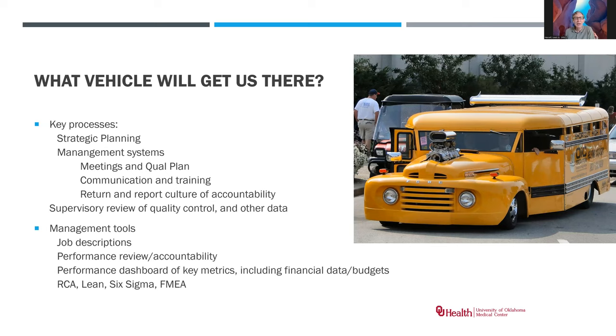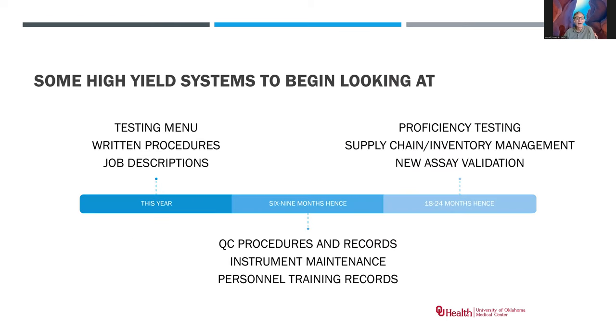So let's talk about some areas that may be very high yield as you begin to look at things. I mentioned that you don't have to do everything all at once. And this is just my suggestion of where you might start to begin to tighten the operation, to make sure that people are on board and that they're helping you move forward. So look at your testing menu, look at your procedures, look at your job descriptions and how well your employees know their jobs, know what competencies are essential for those jobs and how they're evaluated according to those jobs. And then as you get those things done, you can look 6 months or a year down the road and start looking at other tools perhaps. Maybe you finish those first few categories fairly quickly, and then you can move on to these other areas more rapidly. That's really entirely up to your individual situation.